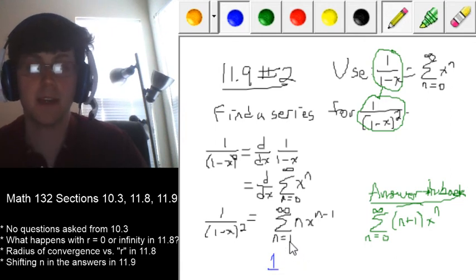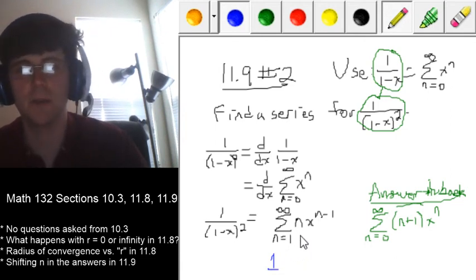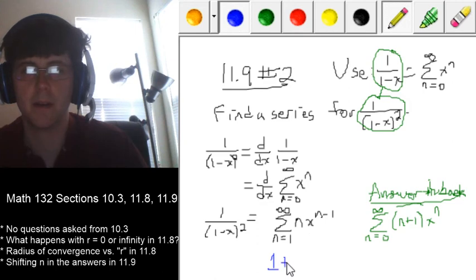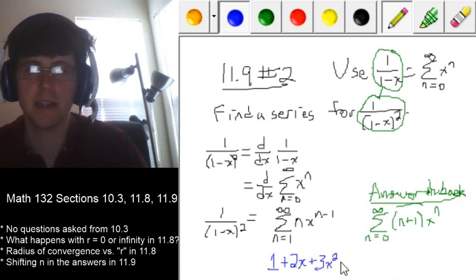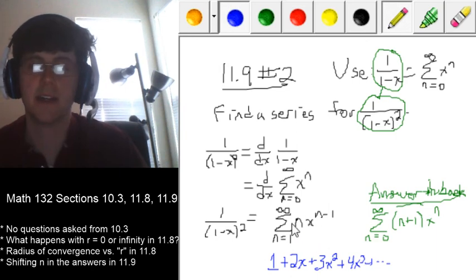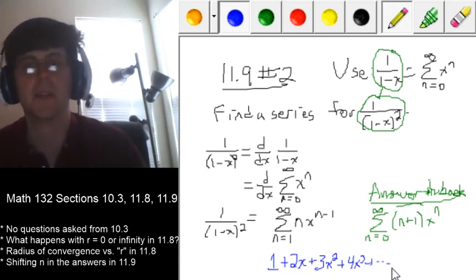The next term would be n equals 2. So I'll plug in 2. I get 2x to the 1. The next term is n equals 3. I get 3x to the 2. Now we can kind of see the pattern. Next one is 4x to the 3, and so on. So this is our answer. Our answer encodes the information 1 plus 2x plus 3x squared plus 4x cubed, and so on.